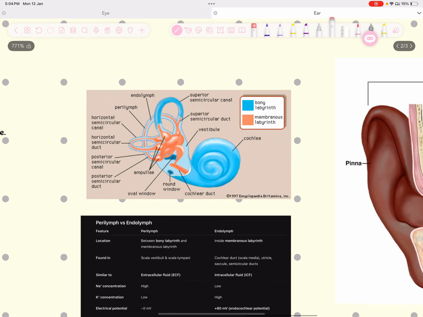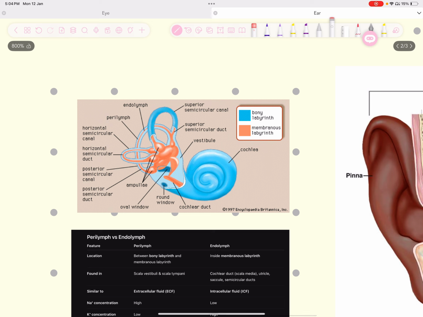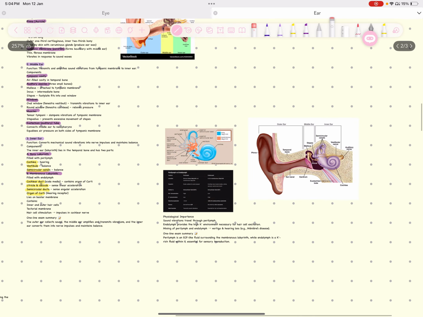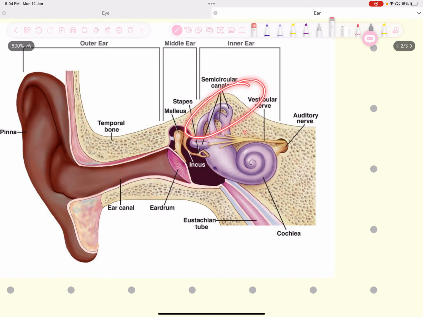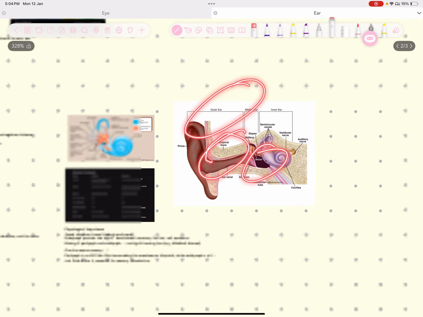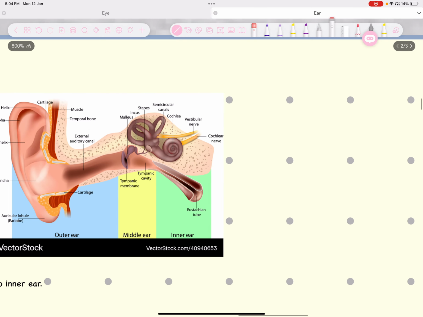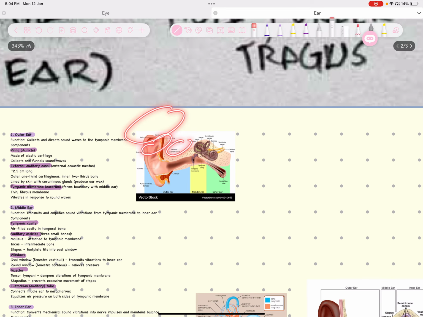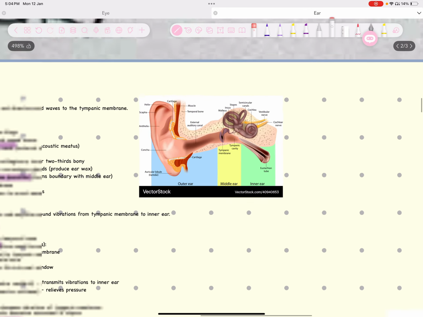So here also you can see the semicircular canals, then the vestibule, and the cochlea. I hope that makes sense. Let's see if there's any other diagram. Semicircular canal, vestibule, and then the cochlea. Let's see here as well. Semicircular canals, vestibule, and the cochlea. These are the bony labyrinth. What is the membranous labyrinth?